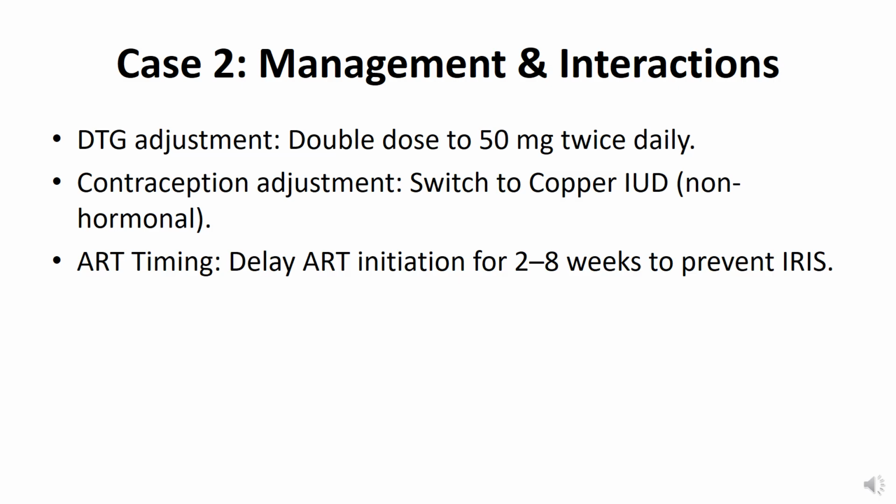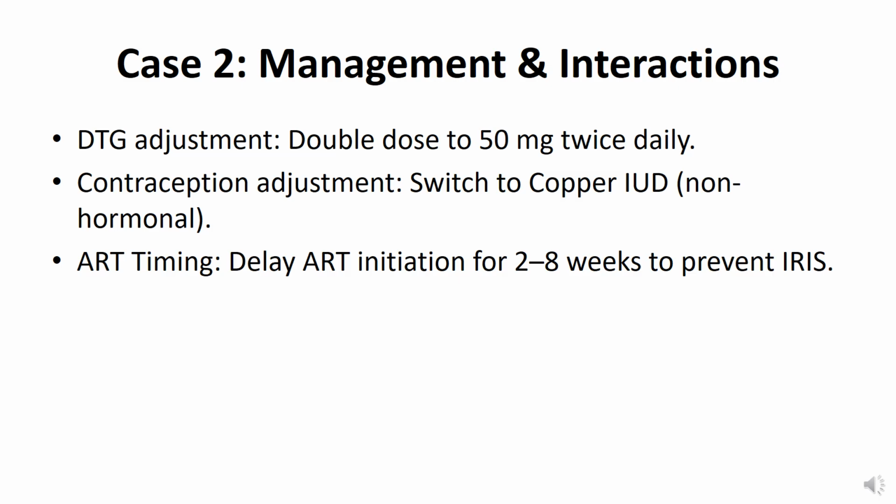To reduce this risk, antiretroviral therapy initiation is often delayed. A waiting period of approximately 2 to 8 weeks after starting tuberculosis treatment may be recommended, depending on the patient's clinical condition and immune status. This approach allows initial control of the tuberculosis infection before the immune system becomes more active.